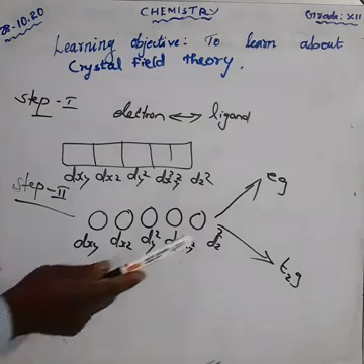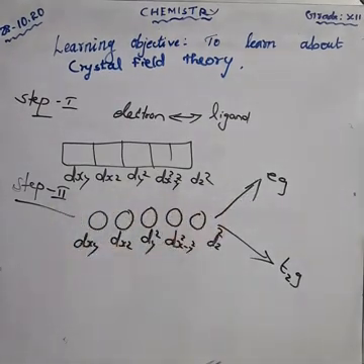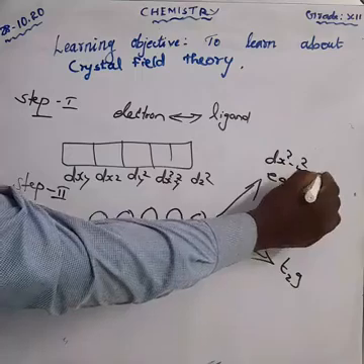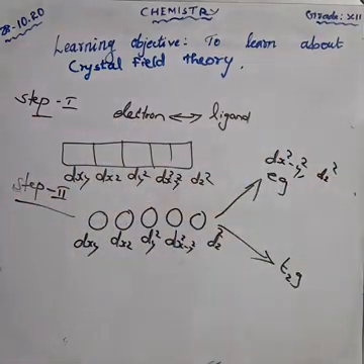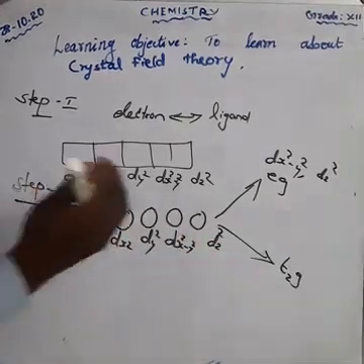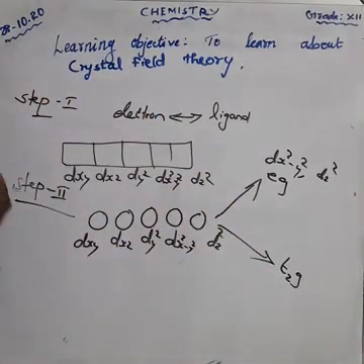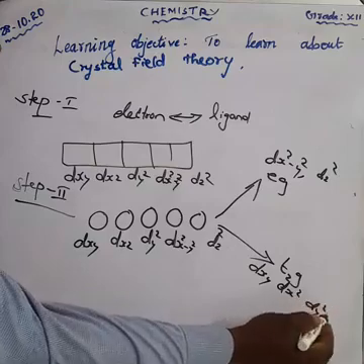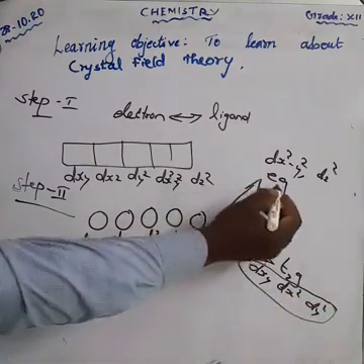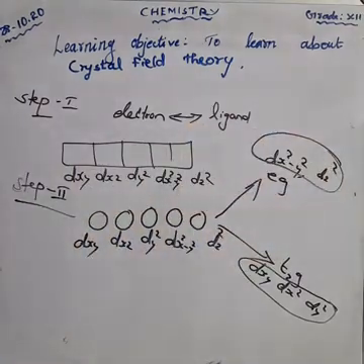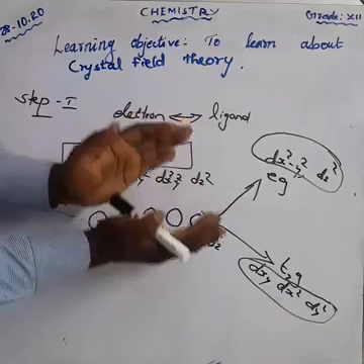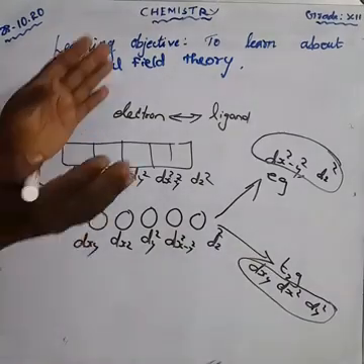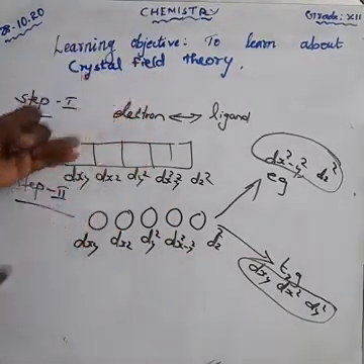What is Eg? Eg means doubly degenerate orbitals, that is dx square minus y square and dz square. What about the T2g? We are saying triply degenerate orbitals, that is dxy, dxz, dyz. These are the triply degenerate orbitals, and Eg means doubly degenerate orbitals. Can you understand this? This splitting into 2 sets, this process is called crystal field splitting.